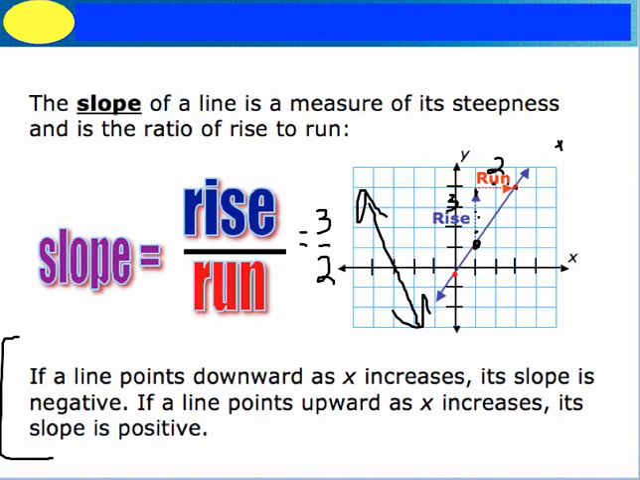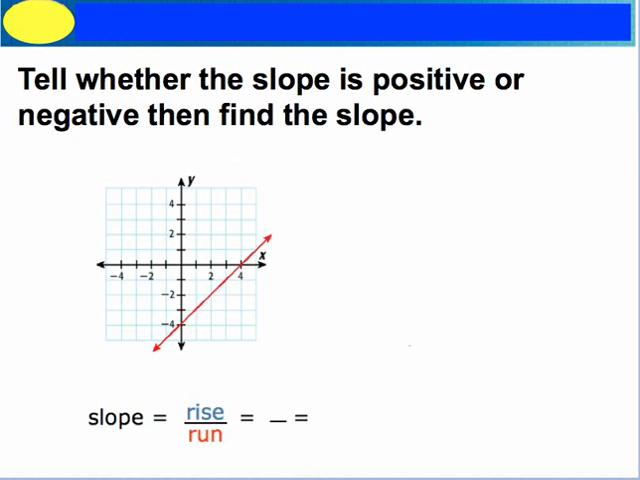Let's try another example. All right, tell whether the slope is positive or negative and then find the slope. In this particular case, I know that since this line is pointing up and to the right, the slope is positive. In this case, they have not chosen our points for us. So following what I said in the last slide, I'm going to pick 2 points whose coordinates are nice and whole numbers.